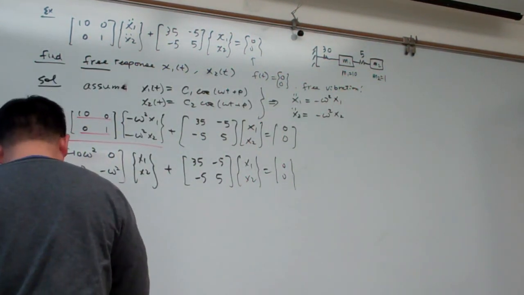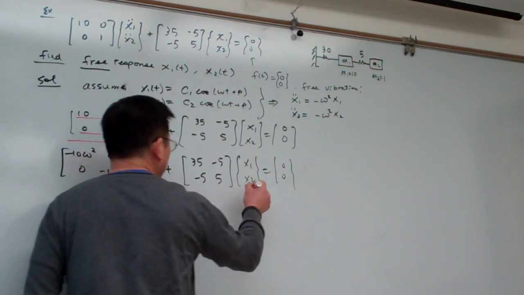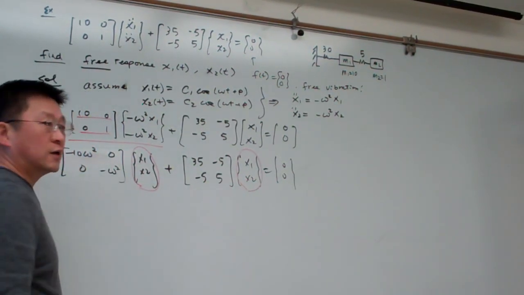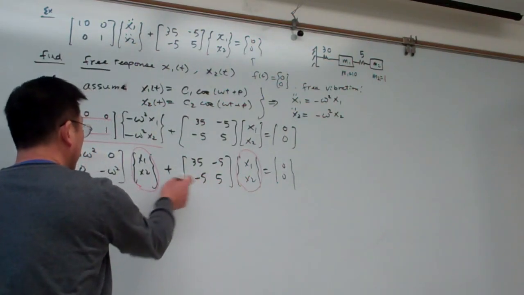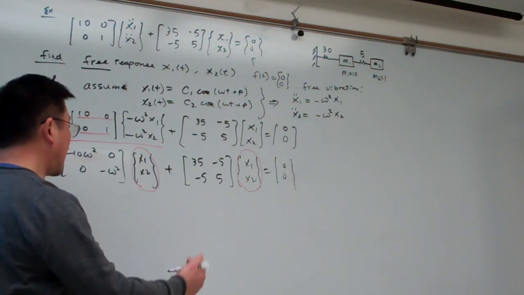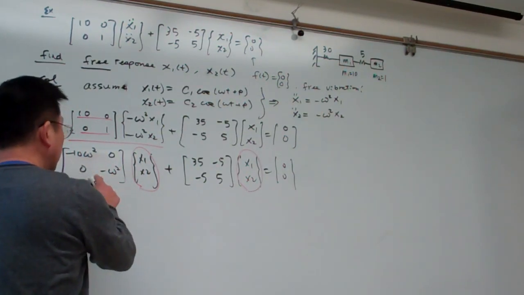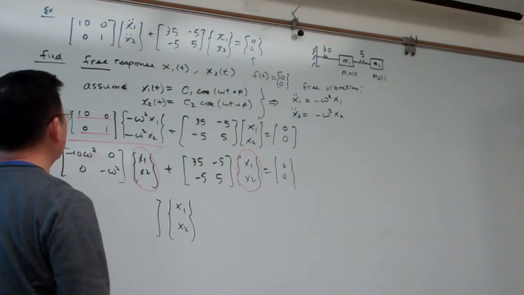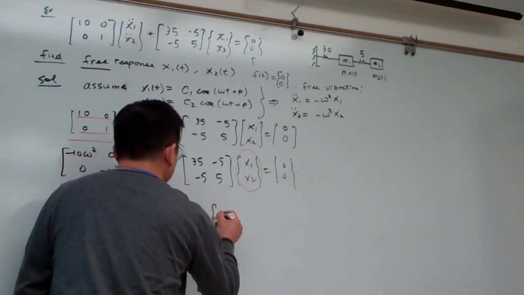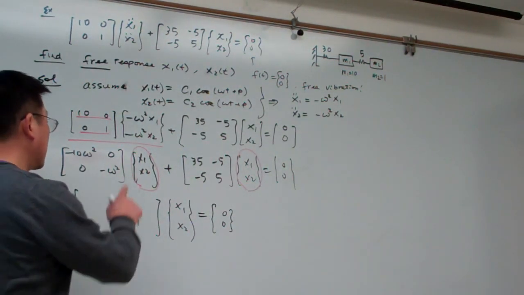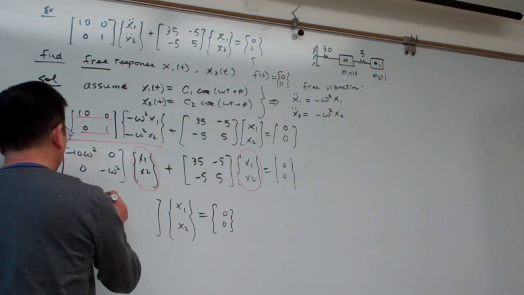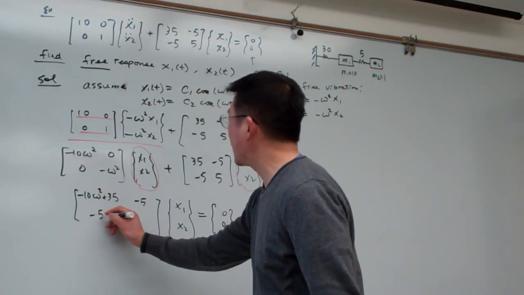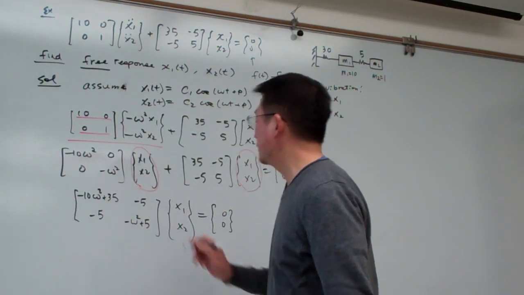So right now you can see the variables are these vectors, pre-multiplied by the two matrices, and you can visualize the coefficients of the parameters. So I can combine the two matrices together and add them up. Basically that is this matrix plus this matrix multiplied by x1, x2 equal to 0. Let me add them up together: minus 10 omega squared plus 35, minus 5, minus 5, minus omega squared plus 5. Okay?